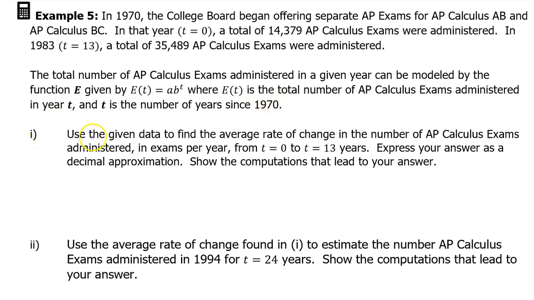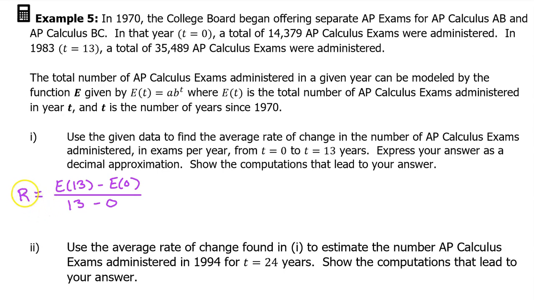Part 1. Use the given data to find the average rate of change in the number of AP Calculus exams administered, in exams per year, from t equals 0 to t equals 13 years. Express your answer as a decimal approximation. Show the computations that lead to your answer.